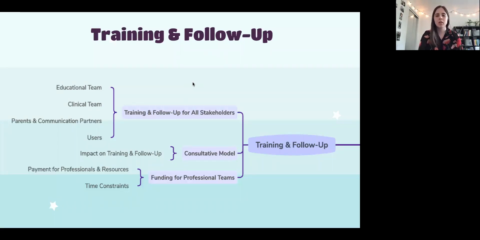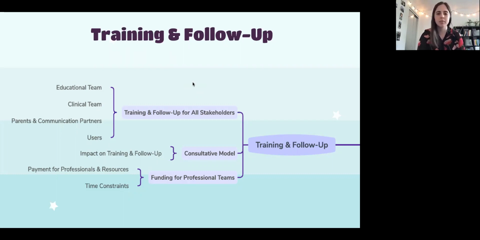The consultative model was noted as contributing to this lack of training and follow-up, as clinicians were less available to scaffold training, to problem solve and make adjustments as the user becomes more familiar with the device. But as I mentioned before, delays in accessing services was also noted as a barrier. And unfortunately, we did not find any magical cures for the age-old problem of balancing wait lists and continuity of care. Finally, a lack of funding for professionals and resources was noted as a barrier, as was the time constraints that this lack of funding does place on professionals who often don't have the time required to engage in meaningful ways with this population.